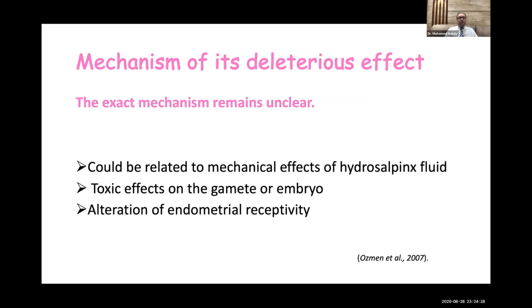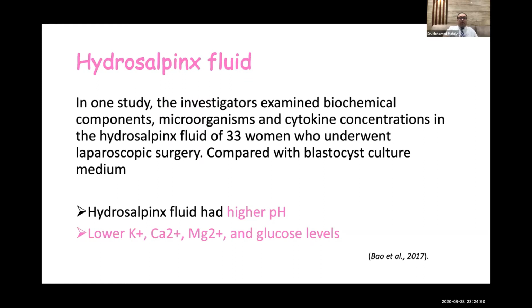So what is the mechanism? The exact mechanism is still unclear, but there are theories that it could be related to the mechanical effect of hydrosalpinx fluid, or the toxic effect of the fluid on the gamete or zygote, or alteration of endometrial receptivity by the fluid of hydrosalpinx. A study showed that hydrosalpinx fluid, if compared with blastocyst culture media, has a higher pH and lower levels of potassium, calcium, magnesium, and glucose. So it is deleterious for gamete and zygote.